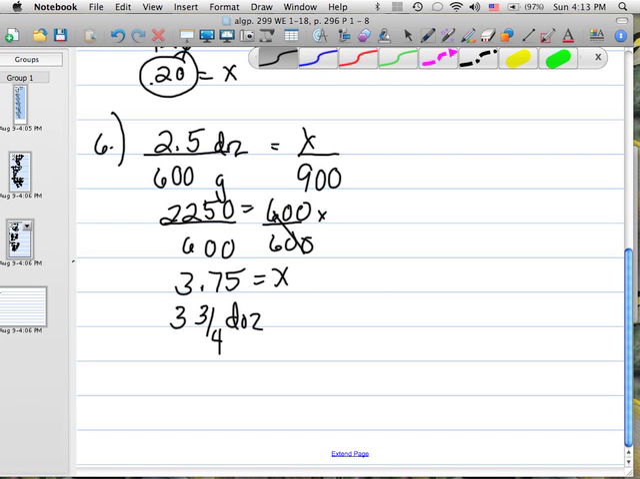Or if you want to convert those to muffins, if you change the 2.5 dozen into 24 plus 6 or 30 muffins, that'll come out. That's 36 plus 9, be 45 muffins. Either way is okay.